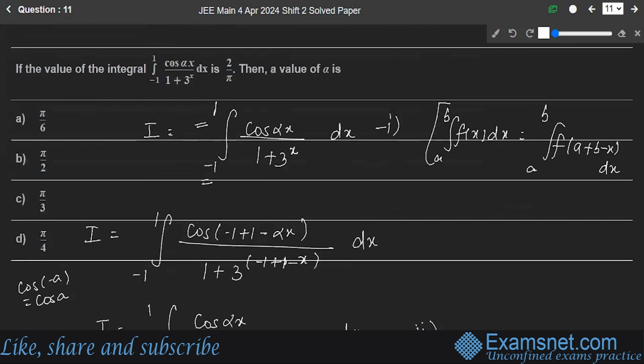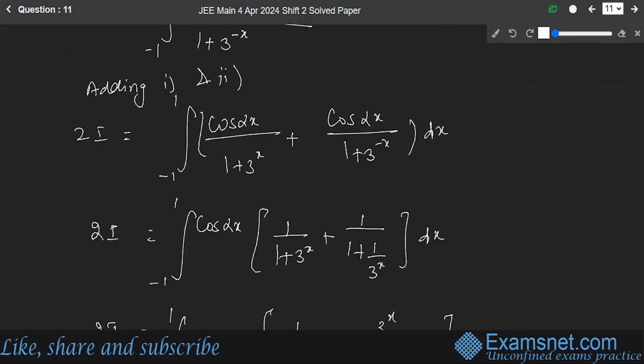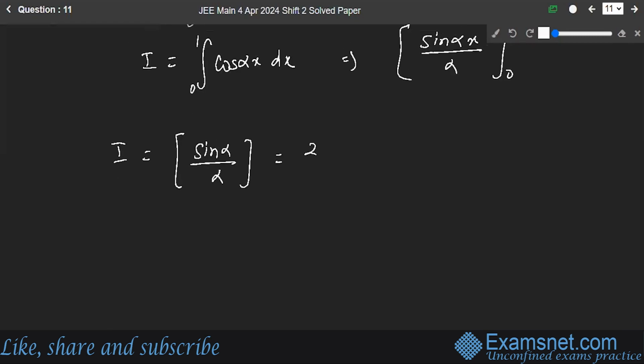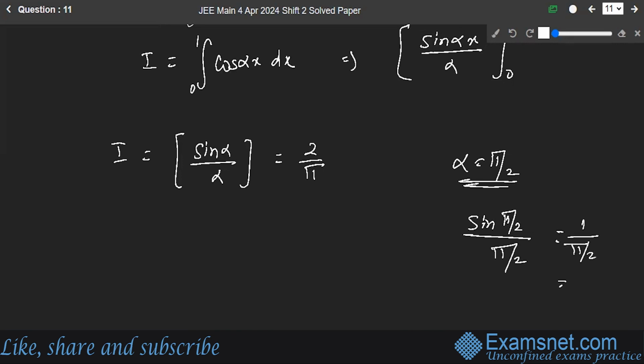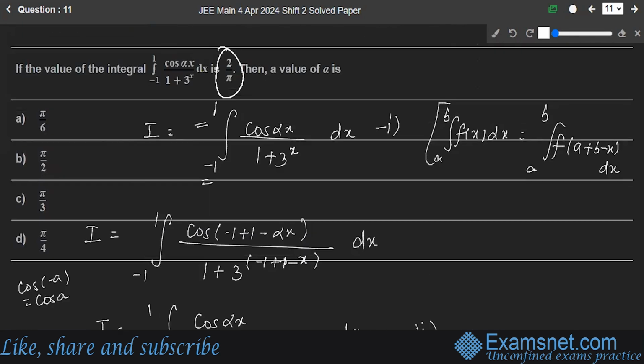Now you're given in the question that this is equal to 2 upon π. You will check that this is possible only if α is equal to π by 2. See, sin π/2 upon π/2, this will be equal to 1 upon this, or this is equal to 2 upon π. So from here you have the α value as π by 2. So I think this is what we needed to find out. Yes, it is π by 2, option B. Option B is the right answer to the question.